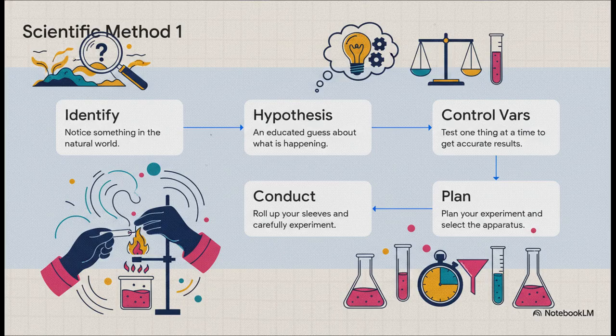Next, step 2, you construct a hypothesis. Think of this as your highly educated guess about what's actually going on. Step 3 is absolutely crucial. Control your variables. You have to make sure you're only testing one specific thing at a time to get accurate results. If you change too many things, you won't know what caused what. Once that's settled, step 4 is to plan your experiment, picking out the precise apparatus we just talked about. And finally, step 5, you roll up your sleeves and you conduct the experiment.